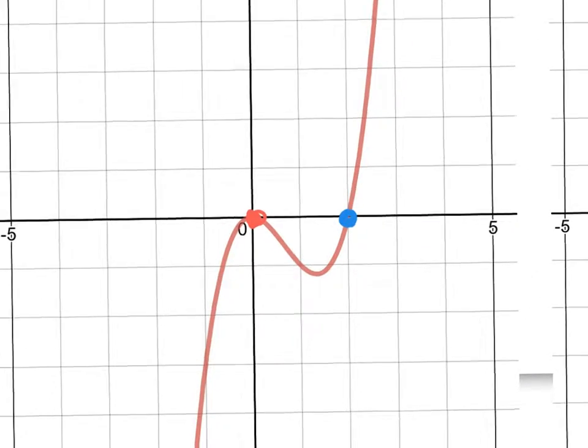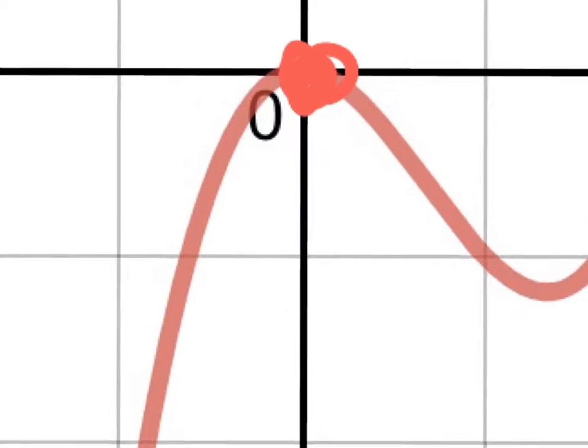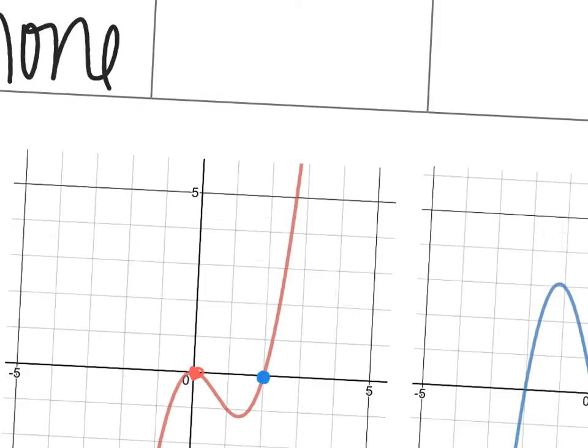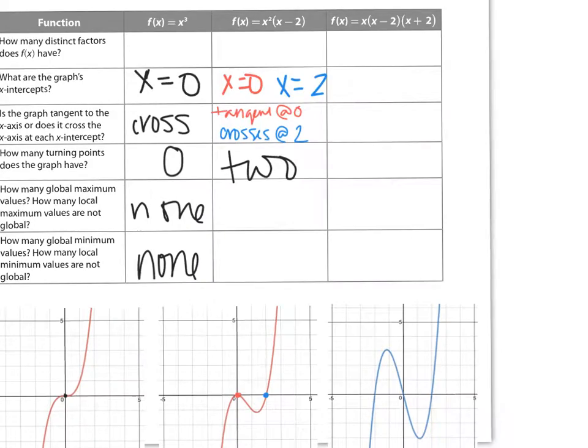However, if I were to look at this part of the graph right here, is there a maximum in that part of the graph? Yes. That is what we call a local maximum, because in this little bitty area, in this little bitty part of Crandall, that point is a maximum. So there is a maximum at 0. There's a local maximum at x equals 0.